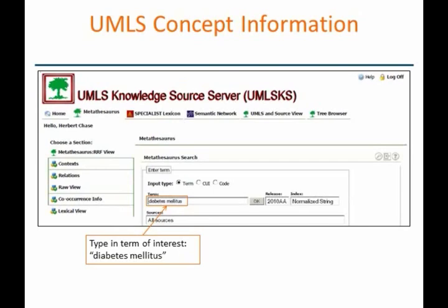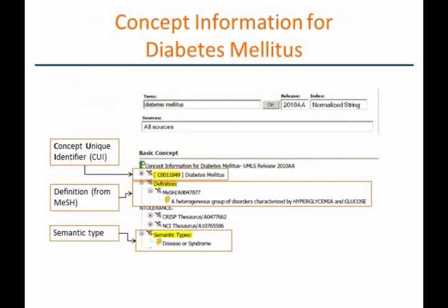We use the Metathesaurus, upper left, second to left, next to home. It's a search engine, and it's going to search the UMLS, and I'll show you what the output is in a second. Let's type in diabetes mellitus, hit OK, and we get actually a very long, lengthy output. I've just cut and pasted a couple key pieces here.